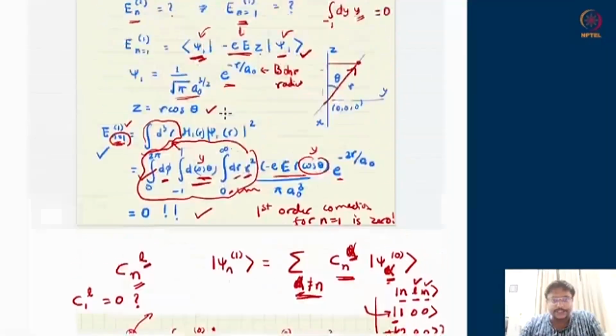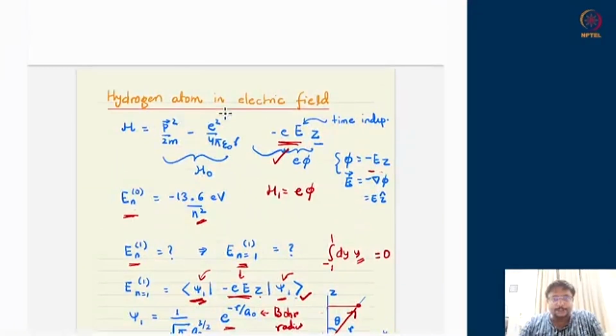We were considering a hydrogen atom put in an external electric field. The Hamiltonian was E times phi, or compactly written as E times Z with a minus sign.